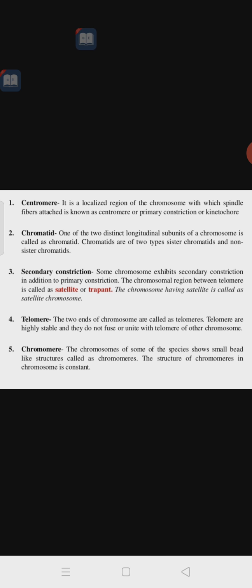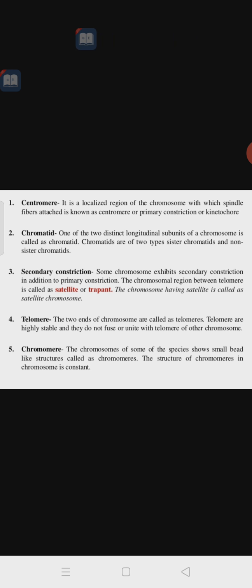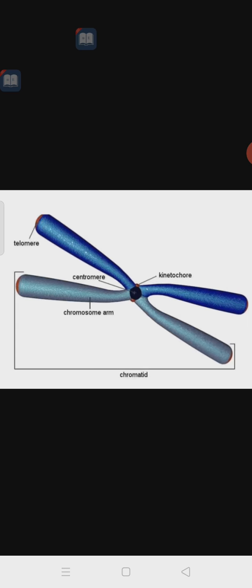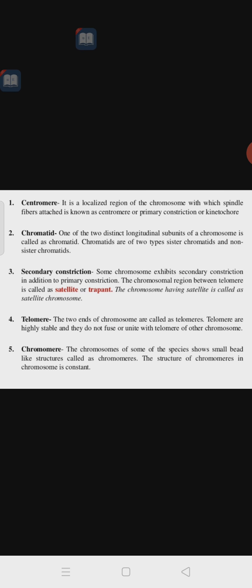Centromere: the localized region of the chromosome to which spindle fibers attach is known as the centromere, or primary constriction, or kinetochore. Okay, so it is present in the center, that is the centromere, and the kinetochore is attached to the centromere; we call it the primary constriction. Then the chromatid: these arms of the chromosome we call chromatids, one of the two distinct longitudinal subunits of the chromosome. These longitudinal structures are called chromatids.